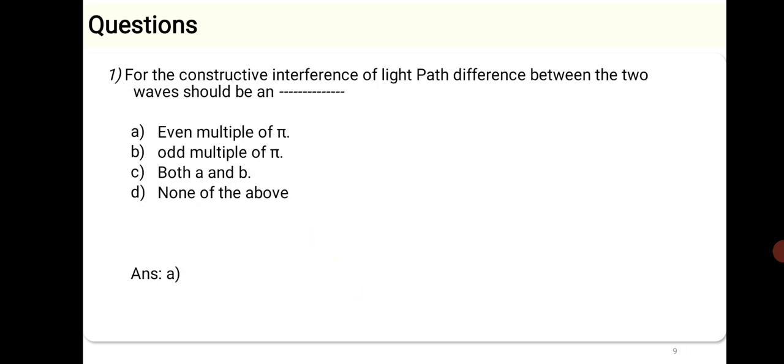Okay, let us discuss the multiple choice questions on the session. Question number 1. For the constructive interference of light, the path difference between the two waves should be what? Option A, even multiple of pi. B, odd multiple of pi. Option C, both A and B. Option D, none of the above. The answer to the question is even multiple of pi. For the constructive interference of light, the phase difference between the two waves should be an even multiple of pi. Therefore, the answer is option A.